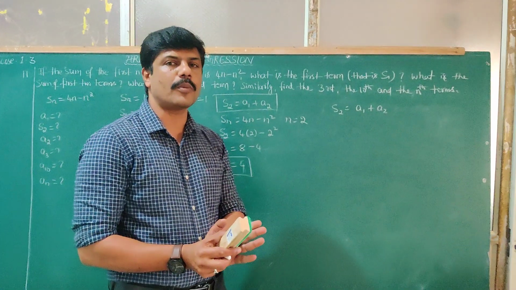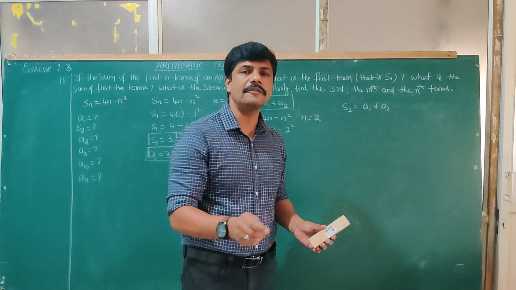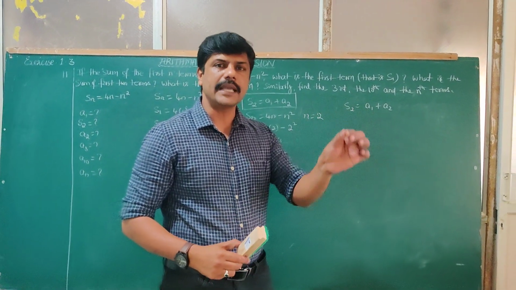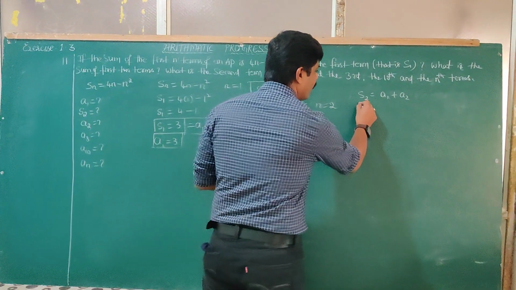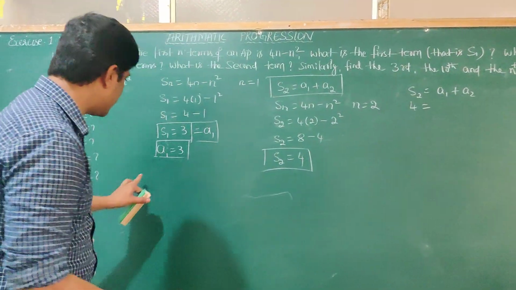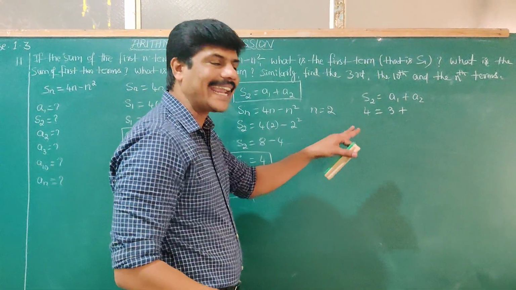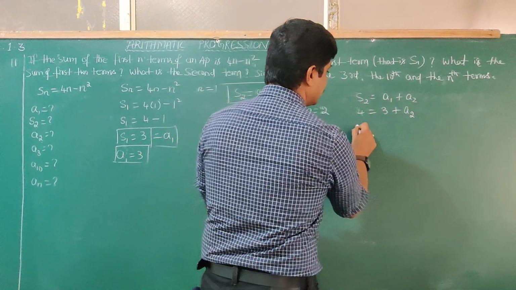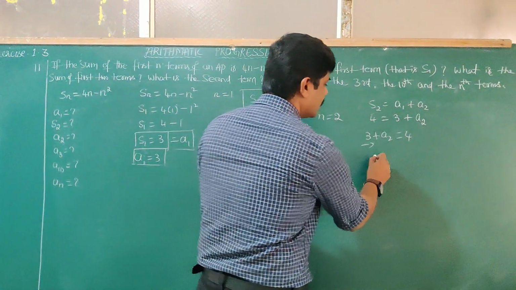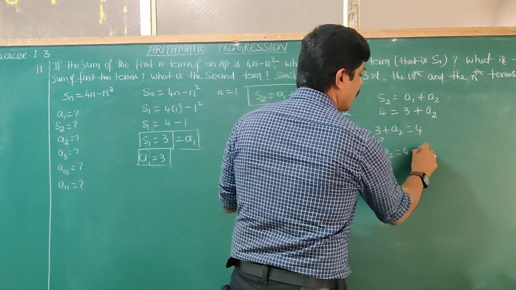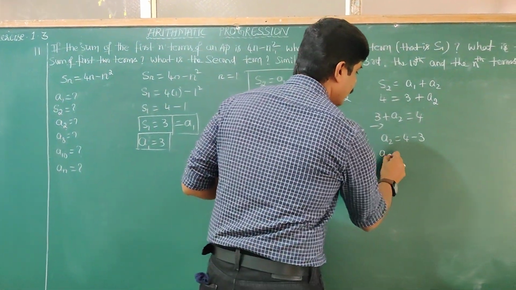Understand, children? Understand properly. Sum of two terms is A1 plus A2. Sum of three terms means A1 plus A2 plus A3. Here we have S2, the sum of two terms, which we have got as 4. First term is 3, so 3 plus second term A2 is equal to 4. Transfer 3 to the other side, so that A2 is equal to 4 minus 3, because plus 3 becomes minus 3 by adding minus 3 on both sides. A2 is equal to 1.